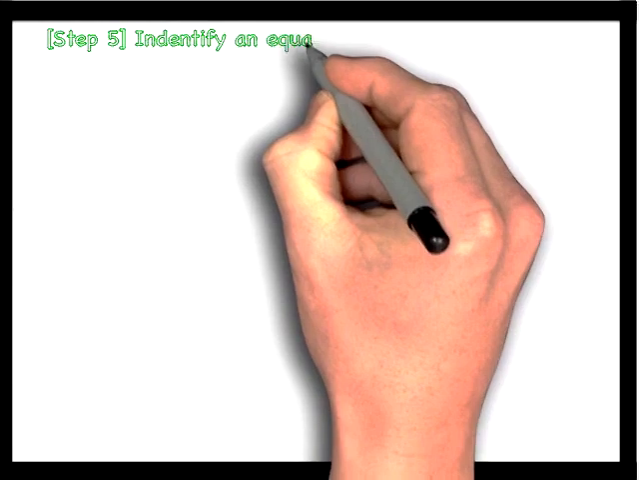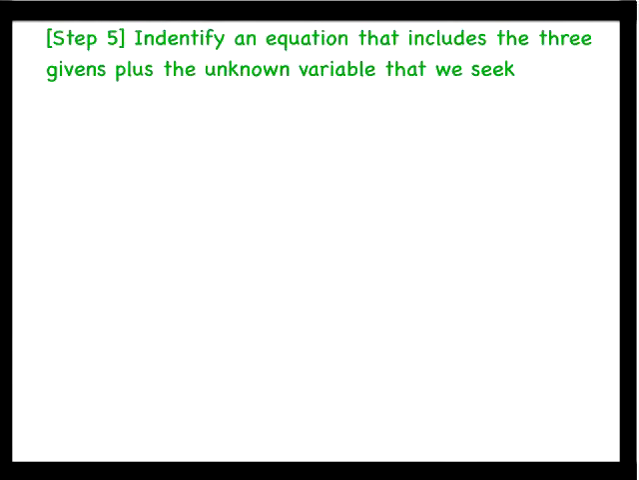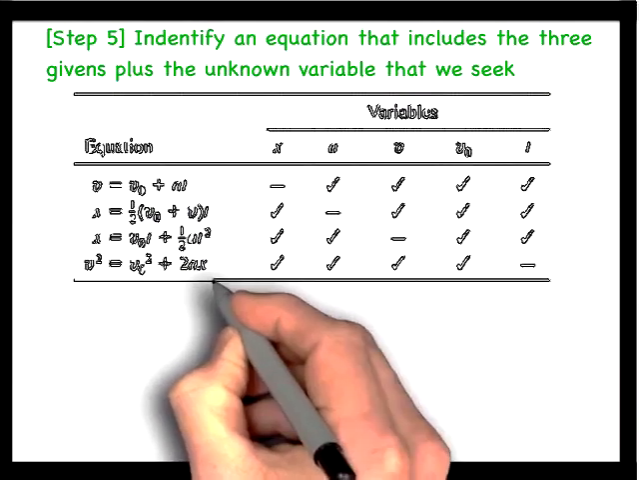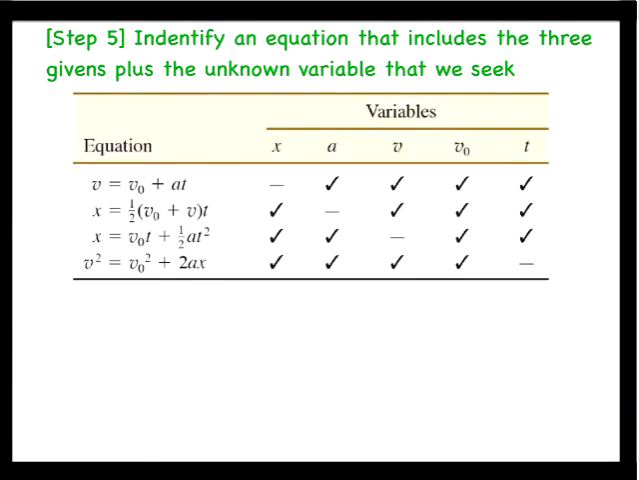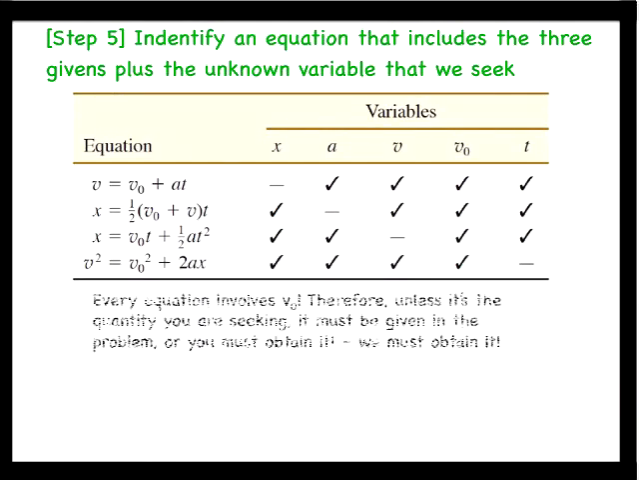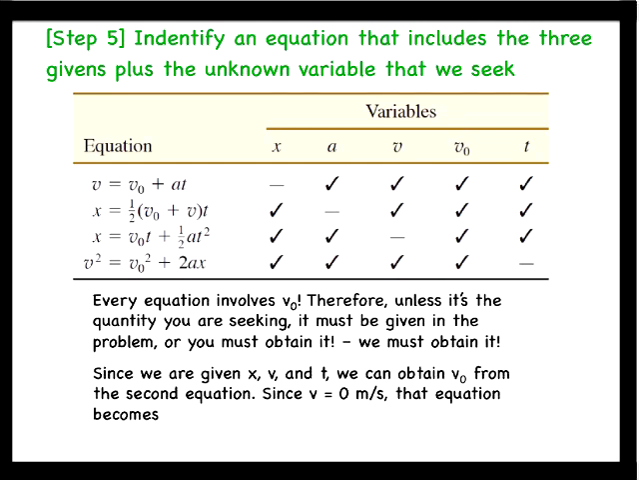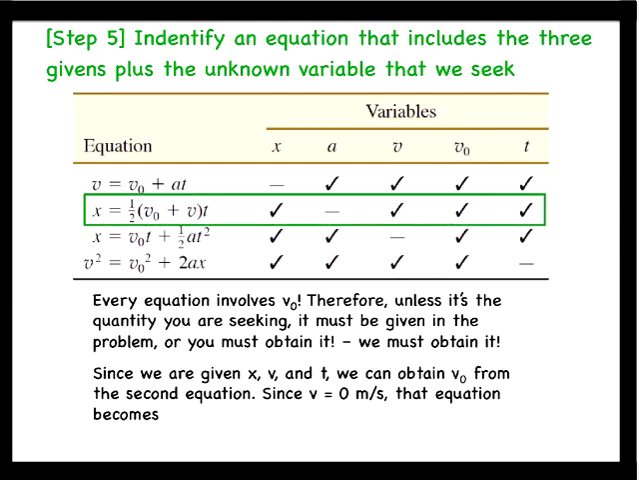In step 5, we identify an equation that includes the 3 givens plus the unknown variable that we seek. First, note that every kinematic equation in the table contains the initial velocity v0. Therefore, unless it's the variable you are seeking, it must be given in the problem or you must obtain it. In our case, we must obtain it. Since we have x, v, and t, we can obtain v0 from the second equation.